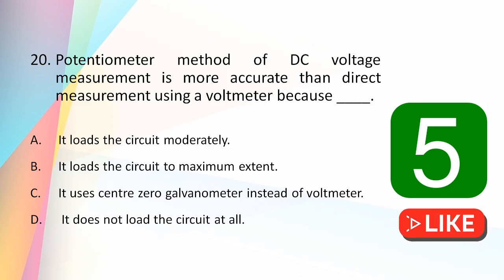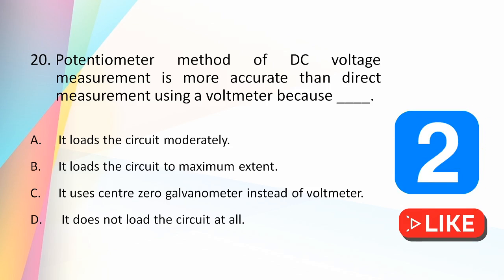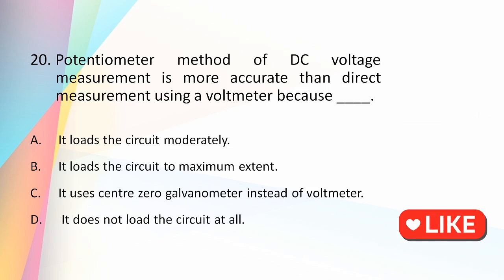Potentiometer method of DC voltage measurement is more accurate than direct measurement using a voltmeter because: it loads the circuit moderately, it loads the circuit to maximum extent, it uses a null or zero galvanometer instead of a voltmeter, it does not load the circuit at all. And the answer is it does not load the circuit at all. Since the circuit is not loaded, the accurate value of DC voltage can be measured by using the potentiometer method.